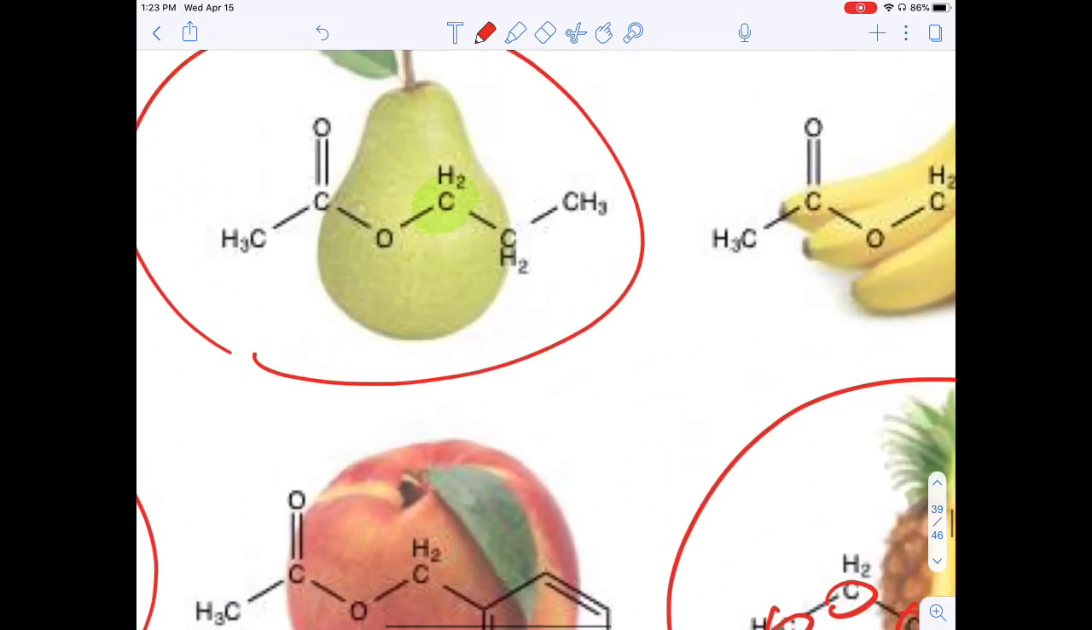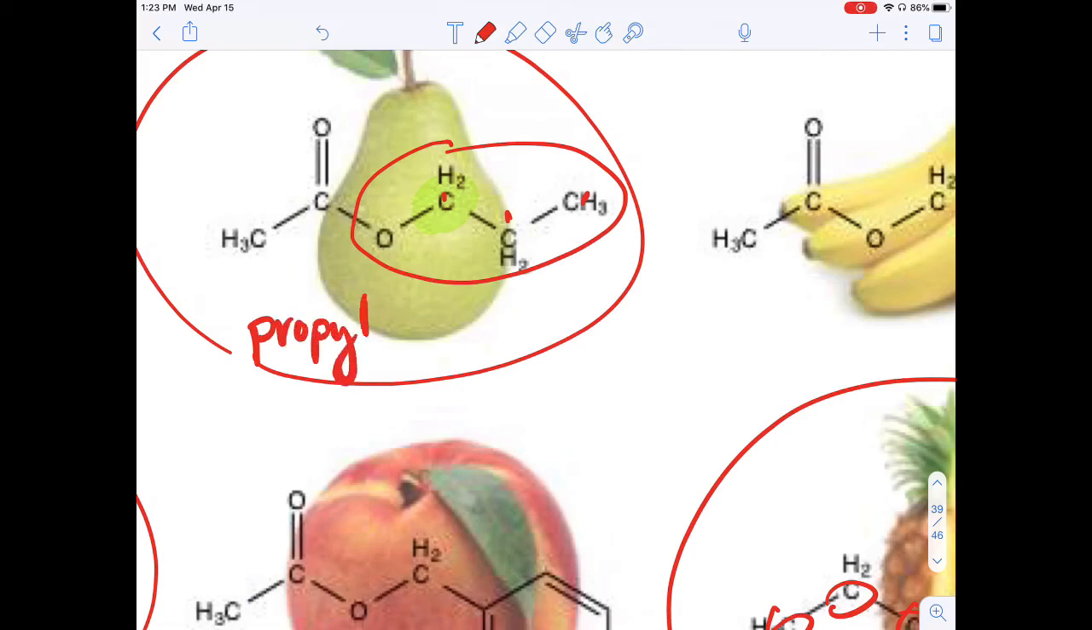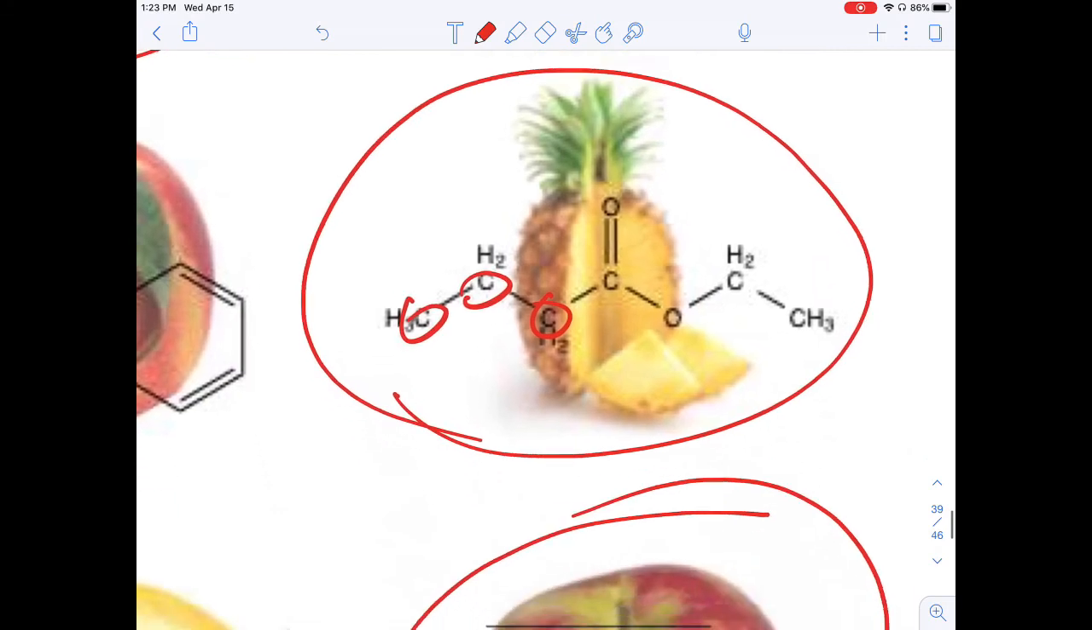Here, looking at the pear, this is the alcohol part, and so I've got 1, 2, 3, so that's going to be propyl, and it would have been propan-1-ol. And then this is an ethanoate. It came from an ethanoic acid. So if I reacted propan-1-ol and ethanoic acid, I would make that.